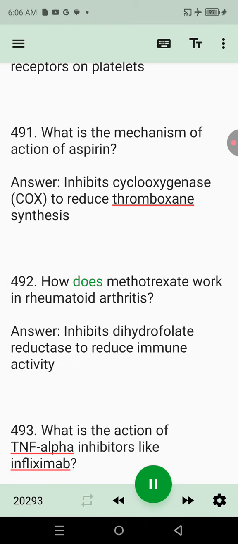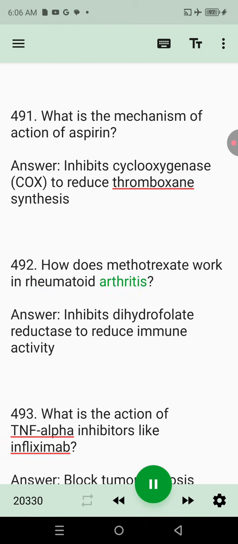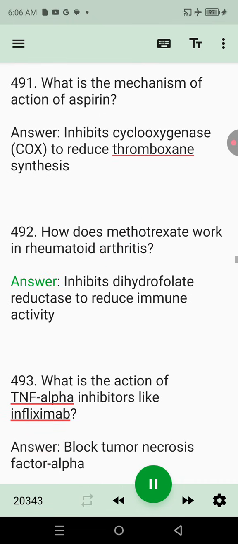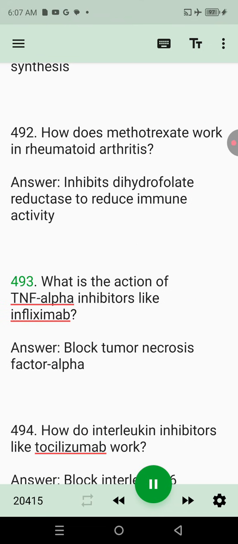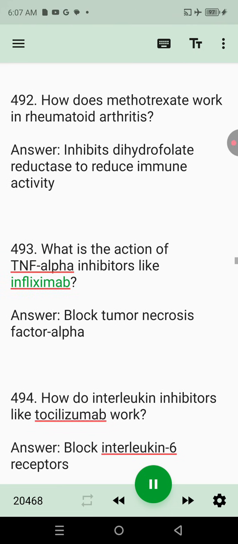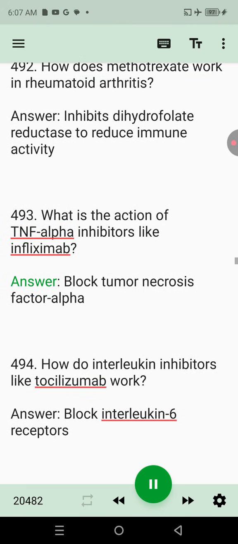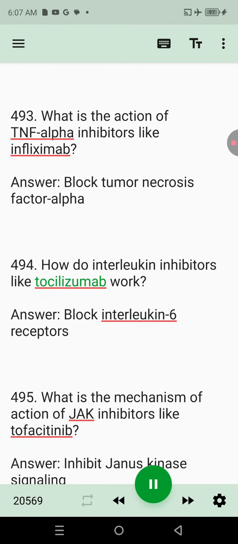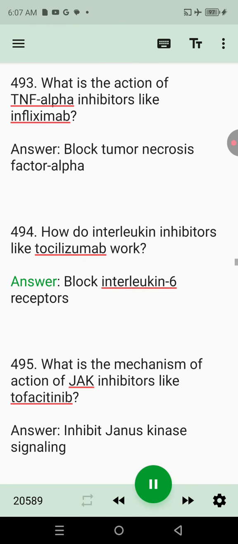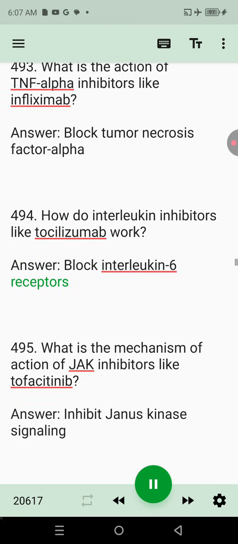492. How does methotrexate work in rheumatoid arthritis? Answer. Inhibits dihydrofolate reductase to reduce immune activity. 493. What is the action of TNF-alpha inhibitors like infliximab? Answer. Block tumor necrosis factor alpha. 494. How do interleukin inhibitors like tocilizumab work? Answer. Block interleukin-6 receptors.